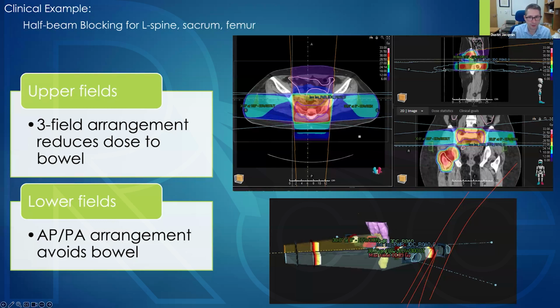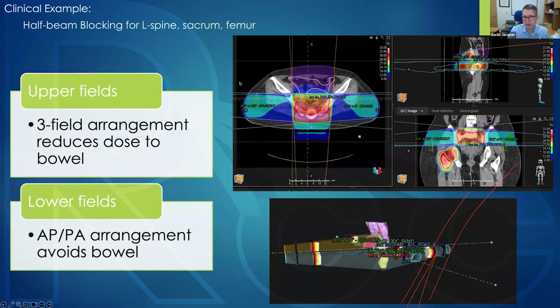So here's a half beam blocking scenario for L-spine, sacrum, and femur. You can see that we have a 3-field arrangement here, 2 laterals and a posterior. This helps reduce dose to bowel by not having an anterior field. We're also treating, it's a little difficult to see, the right hip as well. You can see it here, you can see it up here.